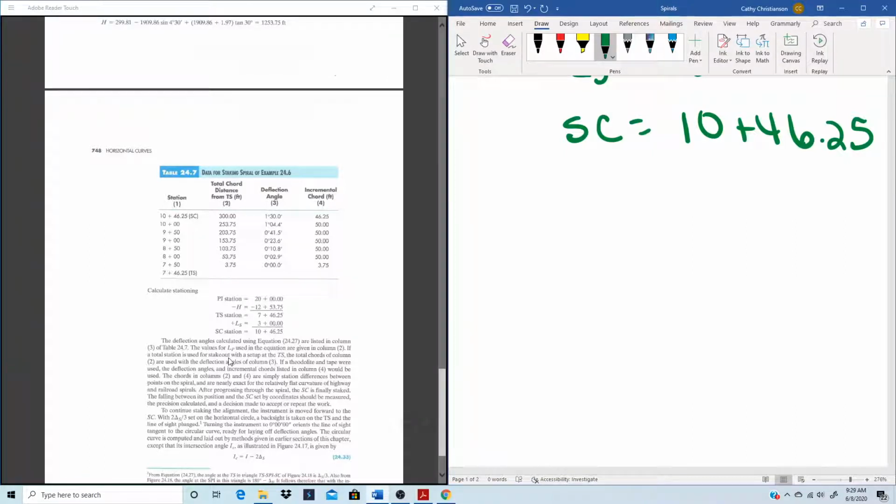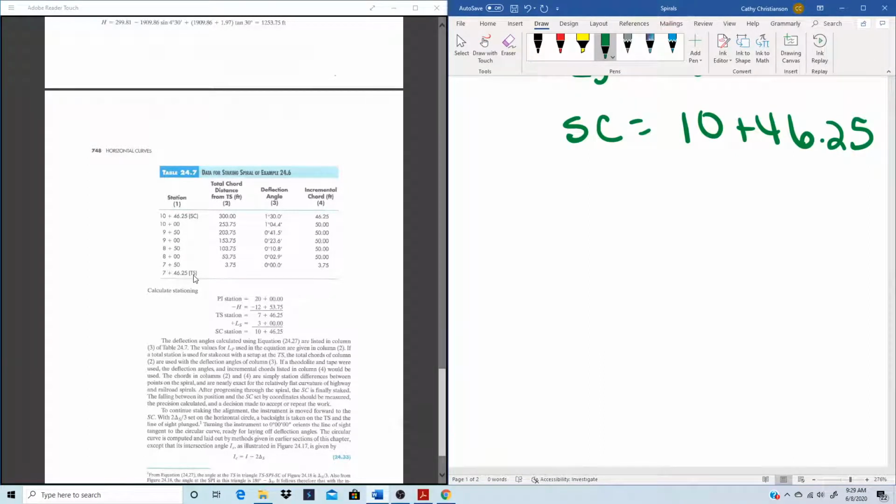Alright, so we're going to go ahead and solve these, and we're going to be using this. When you plug it in, you'll put your numbers. So this one was 7 plus 46.25.